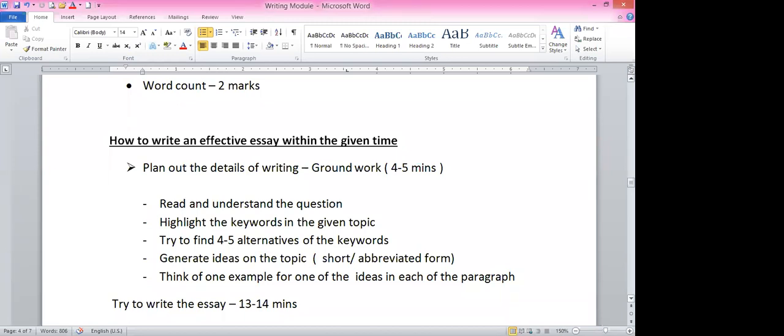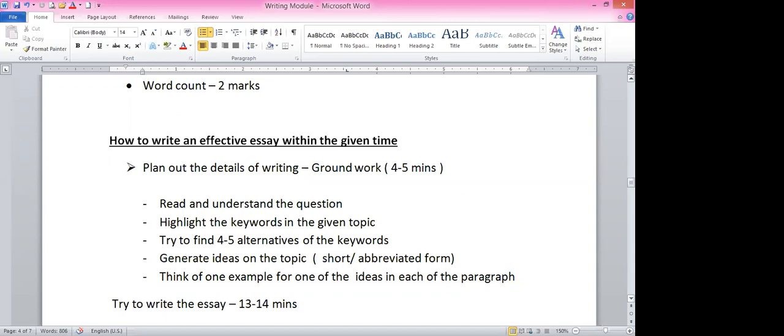You can use your notepad for that, which is provided to you in the real test. You just have to write about, okay, what is the given topic? Read the given topic, understand the question, find out the keywords in the question. Jot those keywords down on your notepad and try to find alternatives for those keywords. Okay, read and understand the question first.